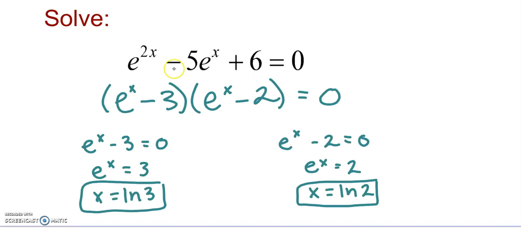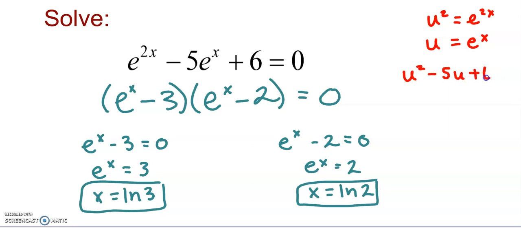All right, so for this one, this is factorable. If you're really not sure where this comes from, you could, of course, use u substitution, as you might have learned a while ago. You could say that u squared is e to the 2x, and then just u is e to the x. So if we really wanted to, we could write this as u squared minus 5u plus 6, and then factor this using u's.